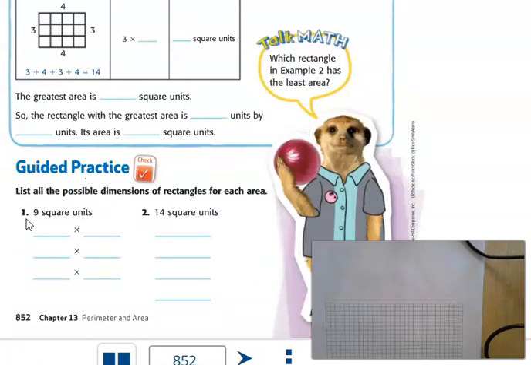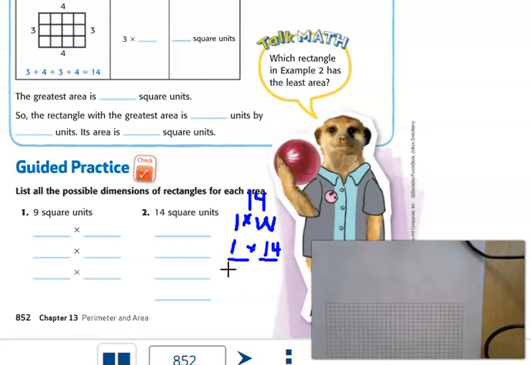Now we've got number 1 that has 9 square units and number 2 that has 14 square units. I'm going to let you do number 1, and I will help you with the slightly harder one, which is 14. We've got a shape that has 14 square units, and we know that to find the area, we do length times width. That gives me the area. So I'm going to find numbers that give me 14. One of those is going to be 1 times 14. Basically I'm finding the factors of 14.